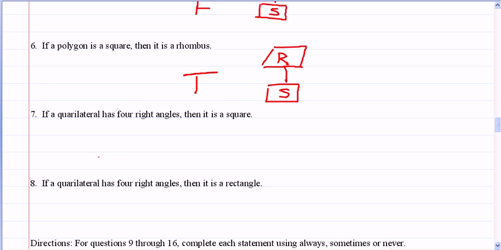For number 7, if a quadrilateral has 4 right angles, then it is a square. So we have two shapes with 4 right angles. We have a rectangle and we have a square. So if it has 4 right angles, then it is a square. Well, a square has all the properties of a rectangle, but a rectangle does not have all the properties of a square. So this is false.